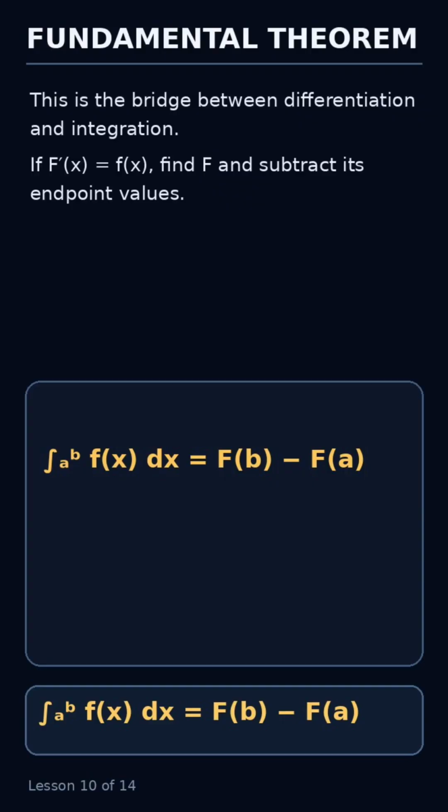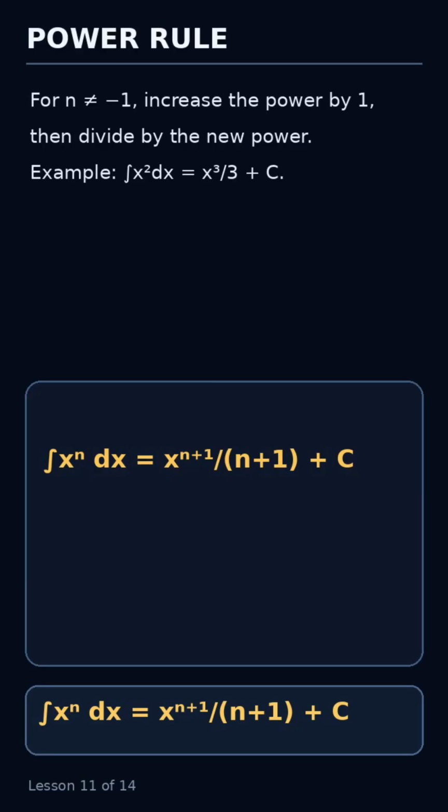Why is this so powerful? Because instead of adding thousands or millions of tiny rectangles, we can simply find an antiderivative and evaluate it at the two endpoints. This is the bridge between the geometric idea of area and the algebraic idea of antiderivatives. The power rule. Now that we understand the concept, let's learn our first basic integration rule.